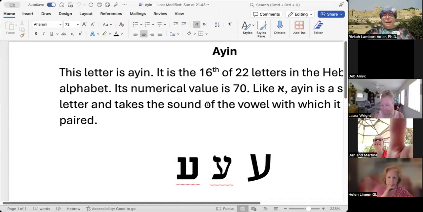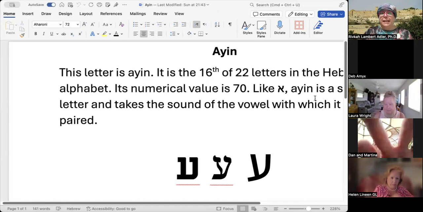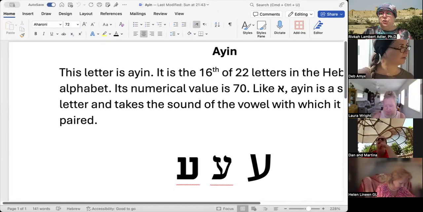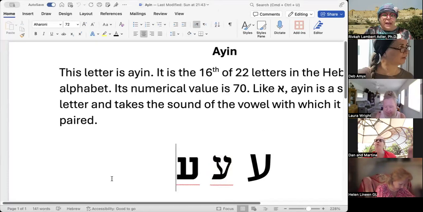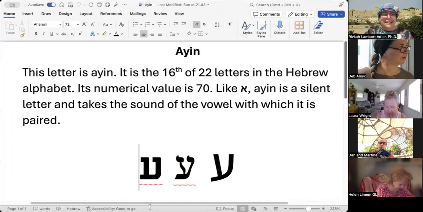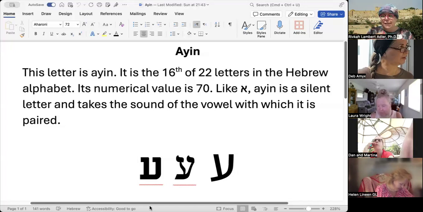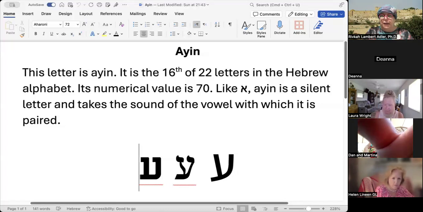Okay. So we're actually almost finished. We're on letter 16 of the 22 letters of the Hebrew alphabet. And today's letter is Ayin. Ayin, as I said, is the 16th letter of the 22, and its numerical value is 70. Ayin is a silent letter, much like Aleph, which was the very first letter that we talked about. So it has no sound of its own. It sounds like whatever vowel it is paired with.